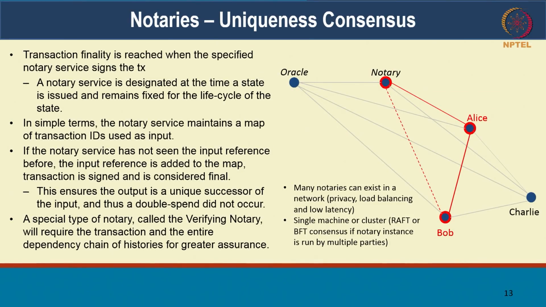Note that many notaries can exist in a network. The notaries are created at the level of states. So based on the states, different notaries can be present in the network for different states. This can provide not only privacy, but it also provides load balancing and ensures lower latency. Right? If all the state information maintained in the network went to just one node, of course that node is going to become a bottleneck. It is also a privacy concern. So it's possible to separate out notaries for different states.